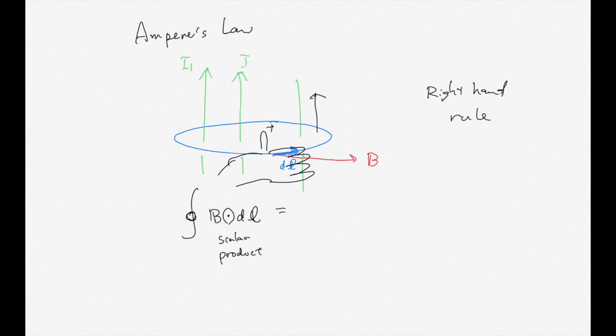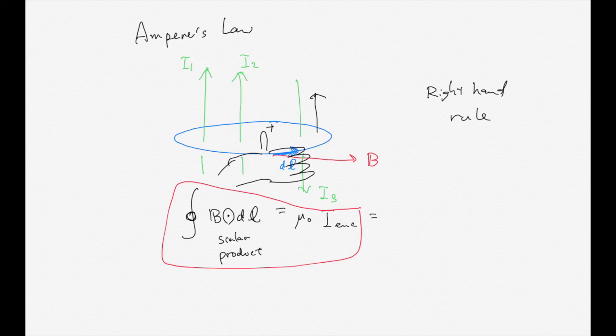Then sometimes we have a current passing in this direction, I sub 1, and the current I sub 2 is directed the same way, but the third current is flowing in the opposite direction. Then in this case, the right hand side becomes mu sub 0 times I sub enclosed, which becomes I sub 1 plus I sub 2, because they are in the same direction as the positive direction, minus I sub 3, because I sub 3 is directed in the opposite direction.